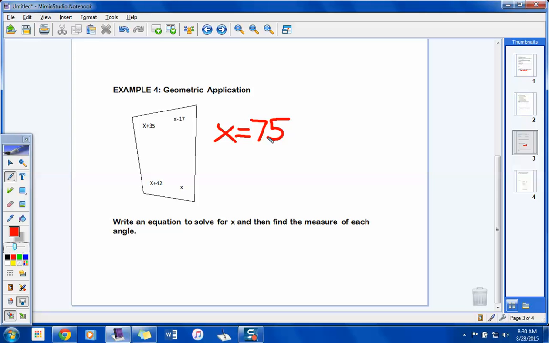Emily? We found the other intermediate. So anywhere where we had x, we threw in what value? Anywhere we had x, we threw in a 75. And what were those angle measures? I believe one of them was 75, right? Right. One of them was 58. One was 110. And the last one was 117, right?